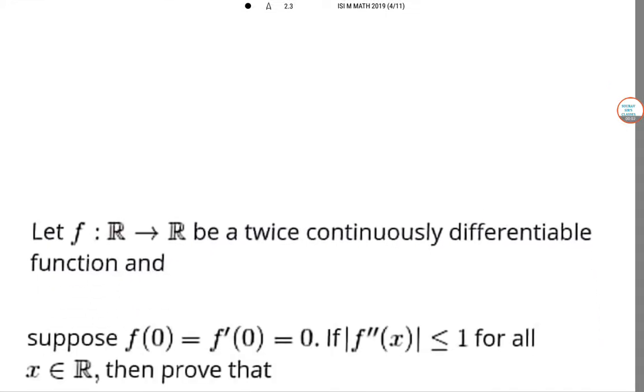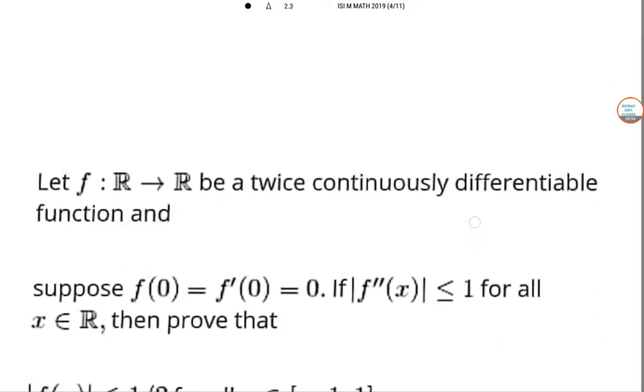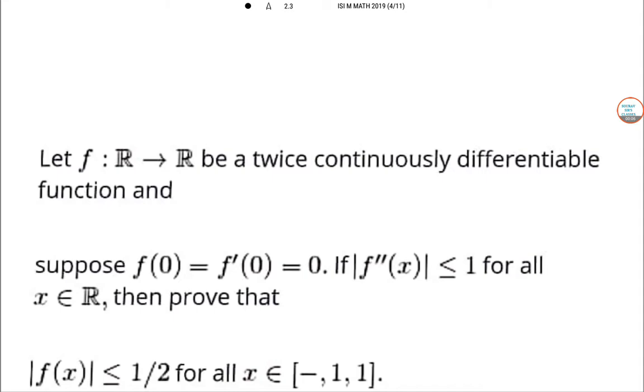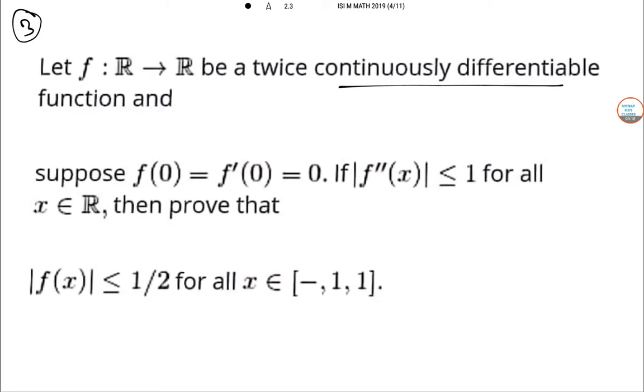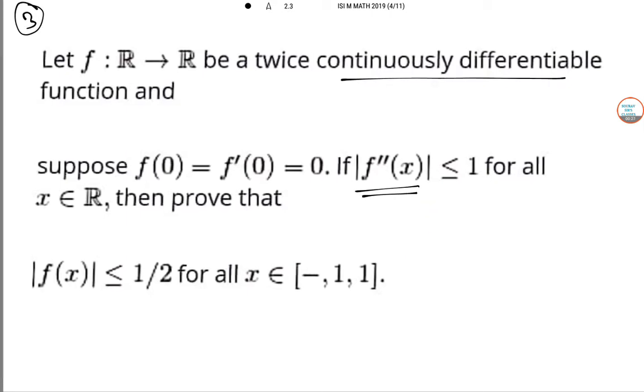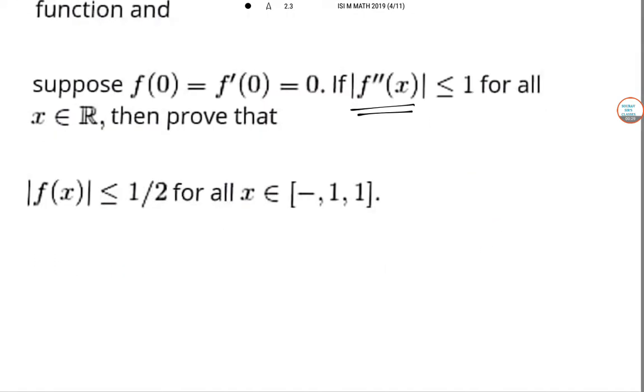This is ISI M Maths 2019 solution, and in this video we'll be solving from question number 3. So let f: R to R be a twice continuously differentiable function, दिया हुआ है और f(0) = f'(0) = 0 भी दिया हुआ है. ये रियल एनालिसिस से दिया हुआ है. f''(x) less than 1 for all x belongs to R. Then we prove that |f(x)| less than or equal to half for all x belongs to -1 to +1.